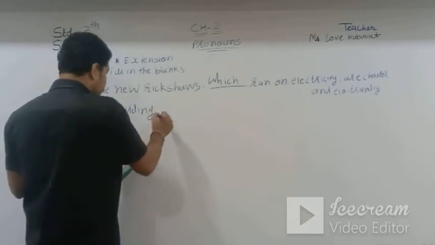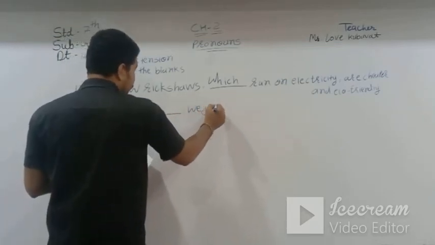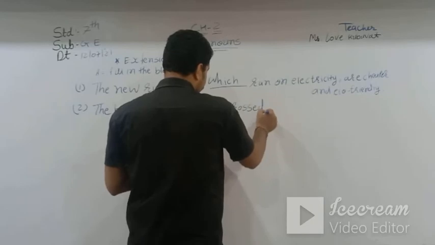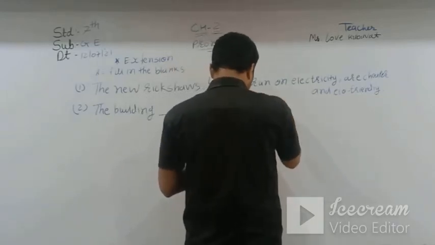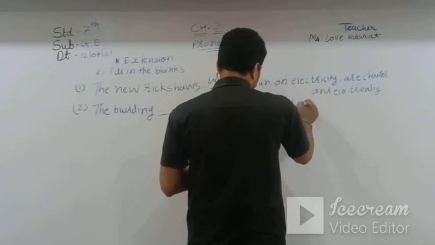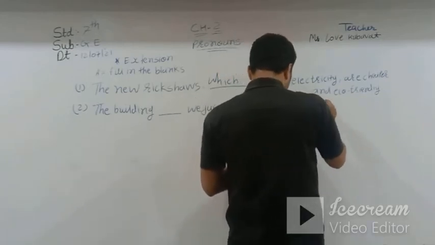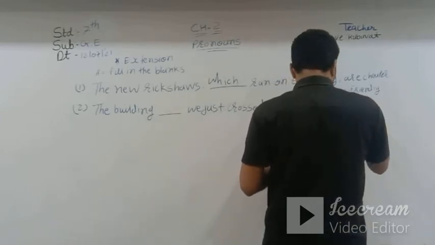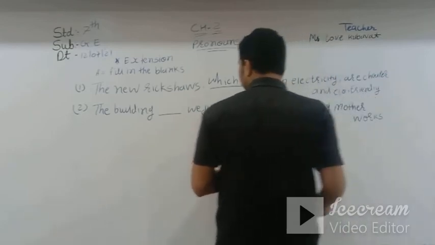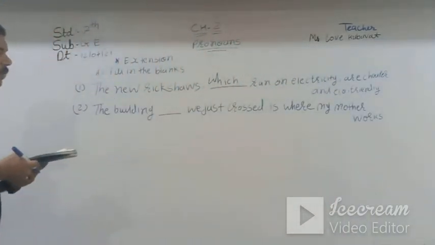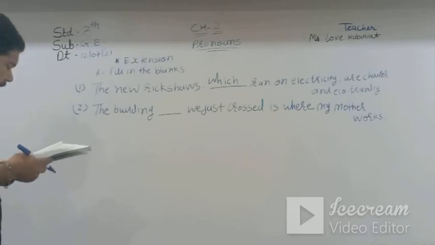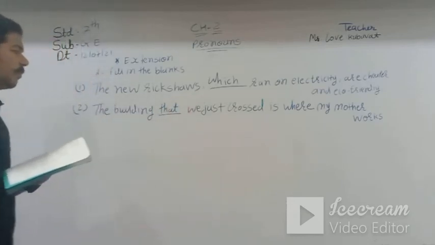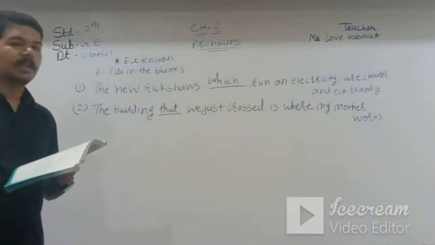The building blank we just crossed is where my mother works. Here the answer is that. The building that we just crossed is where my mother works.